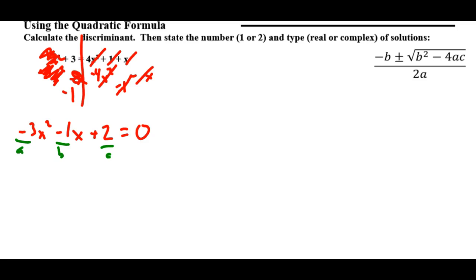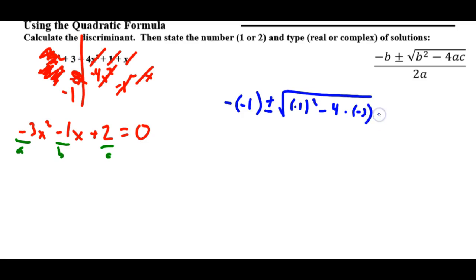So let's plug this in. Negative b. b is negative 1, so that's going to be a negative 1 plus or minus, how we read that, square root of b squared, so negative 1 squared minus 4 times a, which is negative 3, times c, which is positive 2. I like to put parentheses around anything with negatives so I know that I'm multiplying, not adding or subtracting. All of this is over 2 times a. Make sure your fraction bar extends all the way back to the left. A lot of times some people forget to do that.